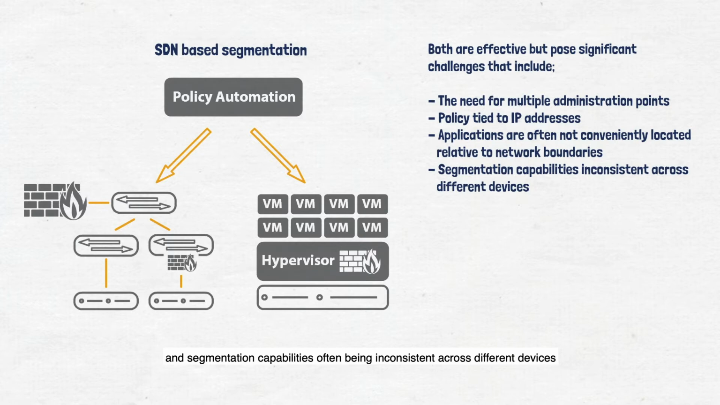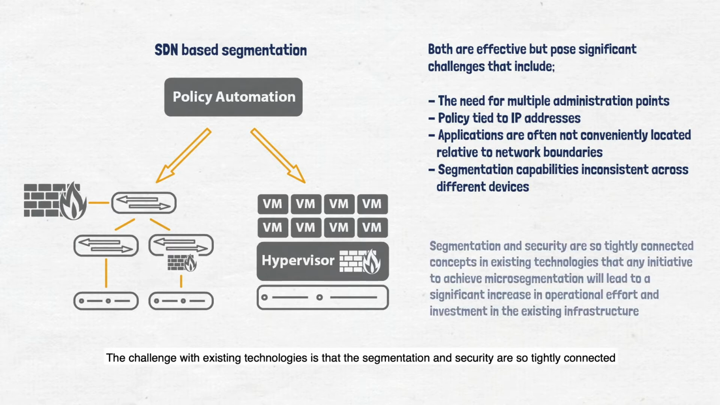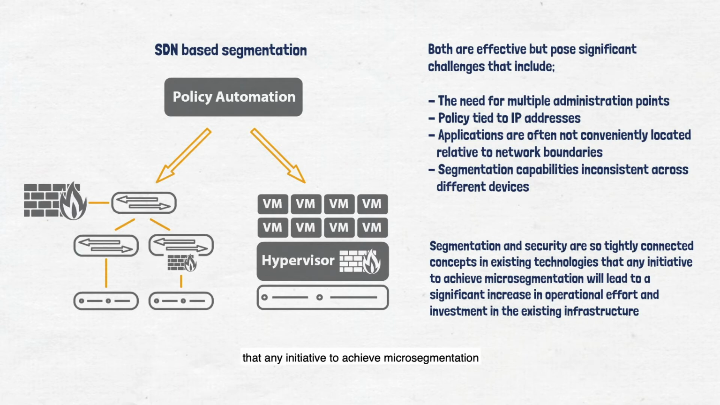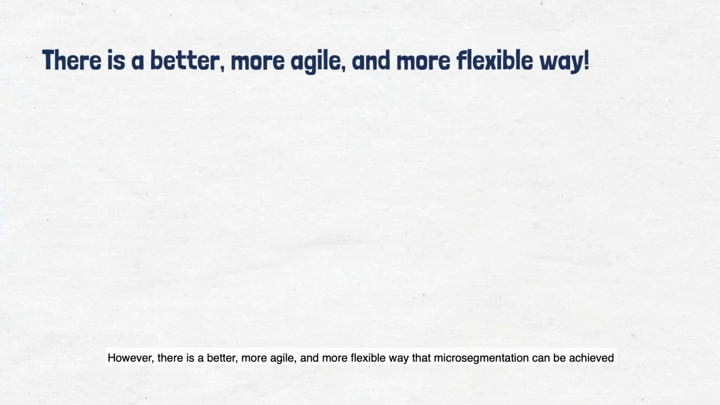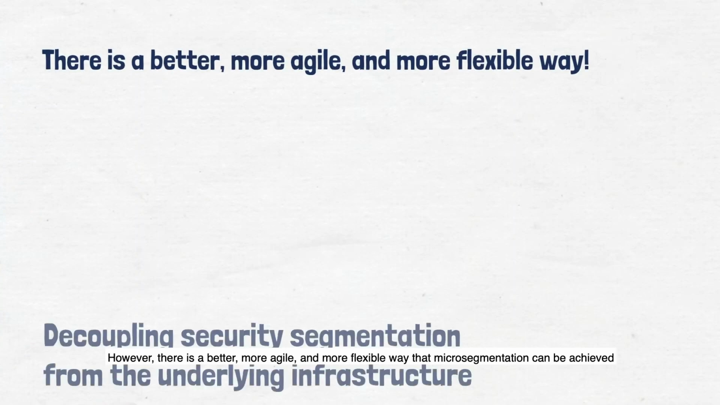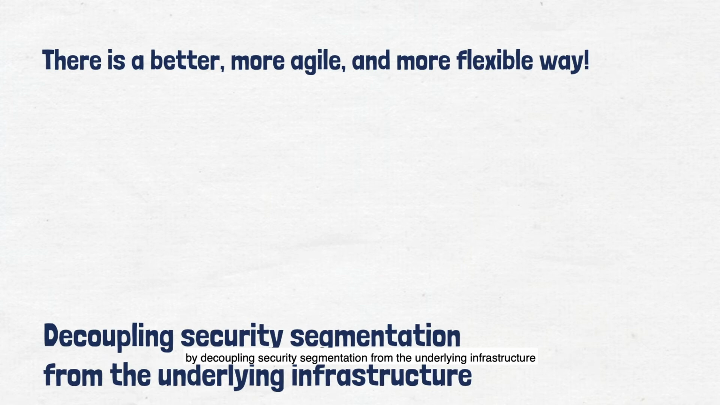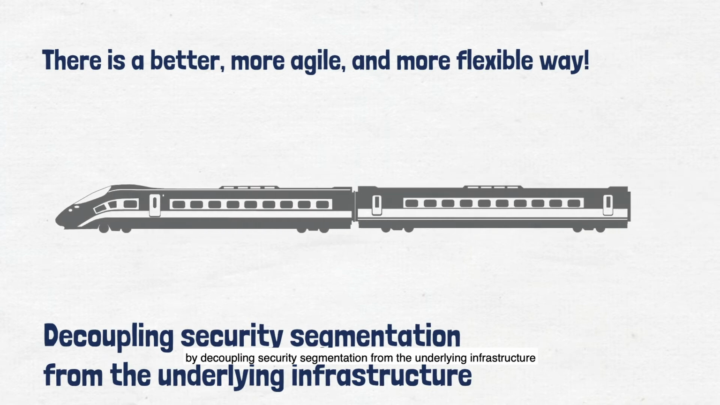across different devices. The challenge with existing technologies is that the segmentation and security are so tightly connected that any initiative to achieve microsegmentation will lead to a significant increase in operational effort and investment in the existing infrastructure. However, there is a better, more agile, and more flexible way that microsegmentation can be achieved by decoupling security segmentation from the underlying infrastructure.